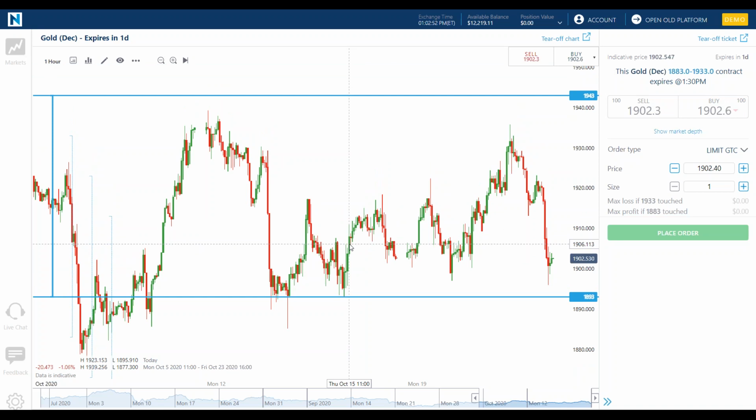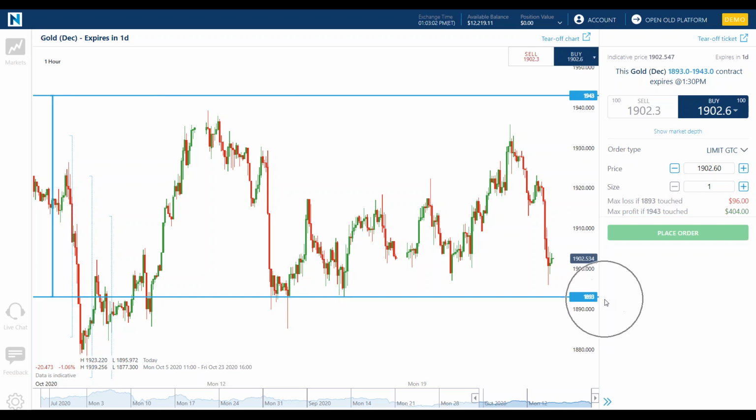Notice when I click on this knockout, very clearly on the chart, it identifies your floor and your ceiling. That is also on the order ticket. This particular knockout range is 1893 to 1943. And it tells you that it expires at 1:30 at the end of the week. These are always weekly. So this expires in a day. Today's Thursday. This will expire tomorrow on Friday.